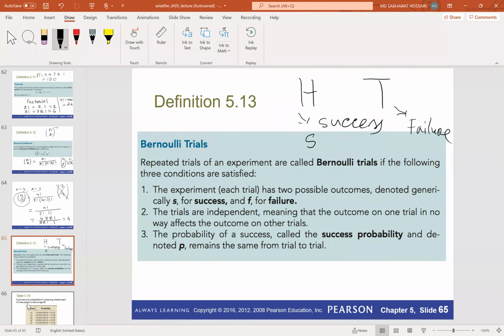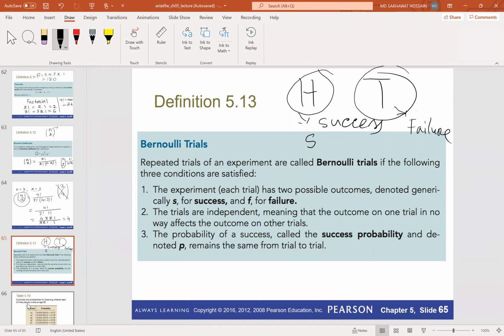Okay, number 2 is the trials are independent, meaning that the outcome on one trial in no way affects the outcome on other trials. For example, flipping a coin 3 times. If you flip a coin the first time, you might get either head or tail, right? In the second flip, you can also get head or tail. So the outcome in the second flip doesn't depend on the outcomes in the previous flip, right? So that means they are independent. The trials are independent. So these are the properties of Bernoulli trials. There should be only 2 outcomes, and the trials are independent.